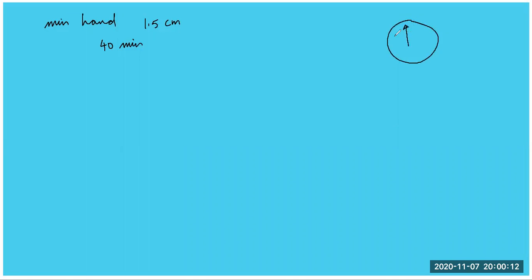So its length is 1.5 centimeter. He says in 40 minutes, how much its tip moves in 40 minutes. So this is 30 minutes. If it comes here, so this will be 45 minutes. So here this will be the angle traced. Am I right? Minute hand obviously will go in clockwise direction.